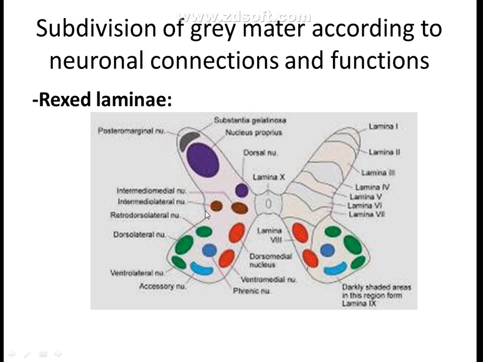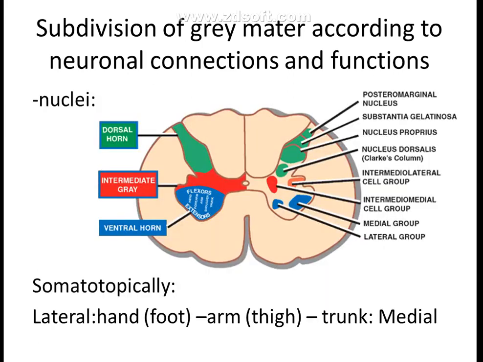I don't want you to remember all of these. It's enough to know that the histology and function of the gray matter of the spinal cord allows researchers to divide them into nuclei and laminae, and allows them to localize somatotopia. Probably somatotopia is very important, more than the division of the laminae and nuclei.